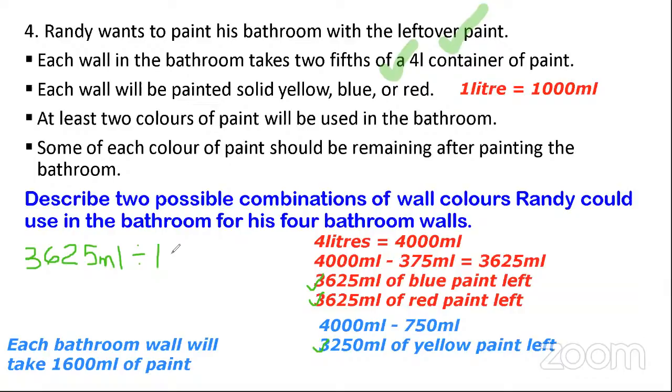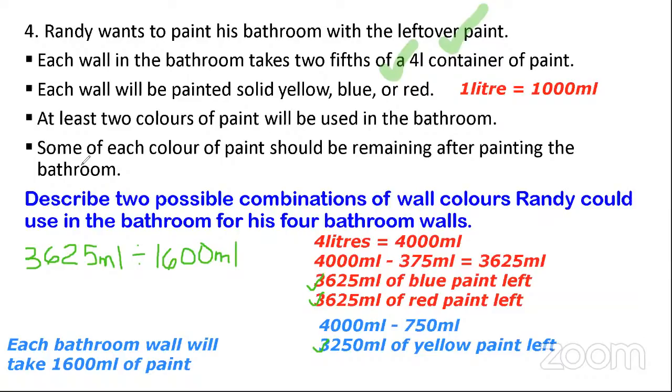Or we could do repeated subtraction. So we could try to subtract 1,600 milliliters of paint from one of the leftover amount and see if we can paint the whole wall. And if you really and truly did want to paint two walls blue, then you might want to subtract 1,600 milliliters of paint again from the amount that is remaining to see if you can really paint two walls blue, because some person saying they want red and blue walls. So you would do even repeated subtraction to see if you are able to paint. And remember, this last point says some of each color paint should be remaining after painting the bathroom.